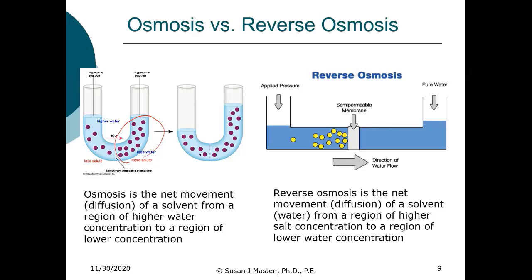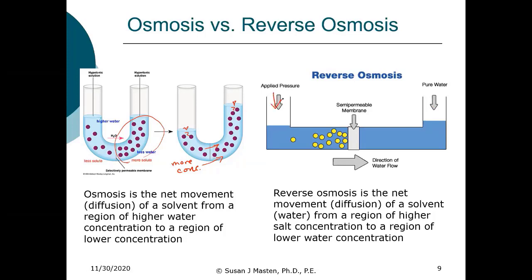So what happens? The water moves across the membrane. The ions in this case are unable to move across the membrane, so we end up with a more concentrated solution on one side and a less concentrated solution on the other. The attempt is to show that you can see that the water level changes because water is moving across the membrane. Now with reverse osmosis, what we attempt to do is the opposite.